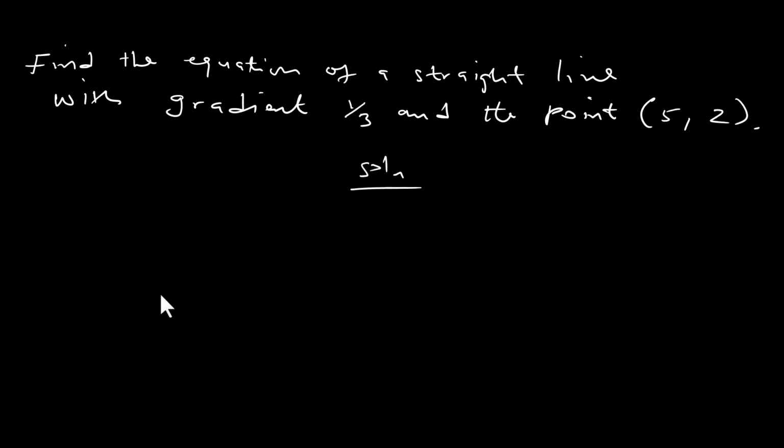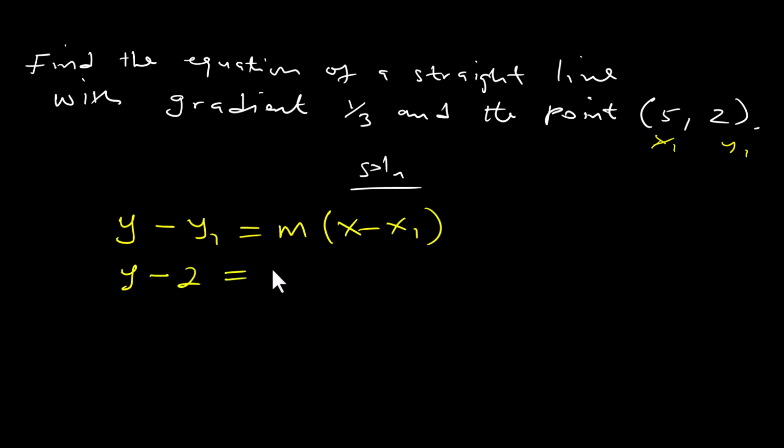Next, a straight line with gradient 1 on 3 and the point (5, 2). This one is very simple. It's not different from the first one. So the formula is y minus y1 equals m times x minus x1. We have x1 y1, then we have our m as 1 on 3. So we have y minus 2 equals 1 on 3 times x minus 5.